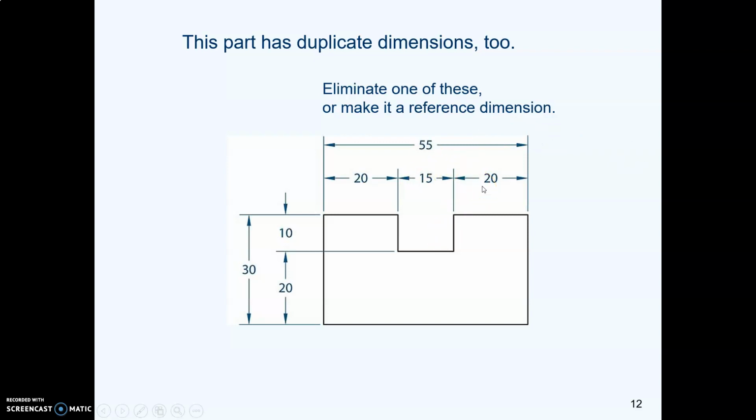So the other duplicate dimensions are here in the height. 10 plus 20 adds up to 30. So 10 and 20 are duplicates of the overall height. You have to pick any 2. And this is a good time to go out to your shop and ask them which of those dimensions work the best for you. Which ones do you want?